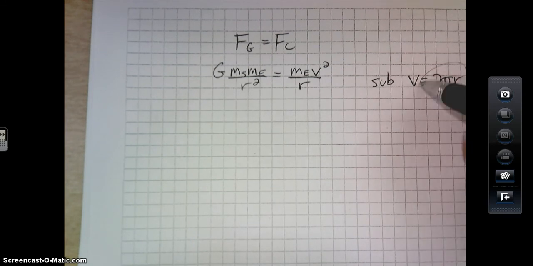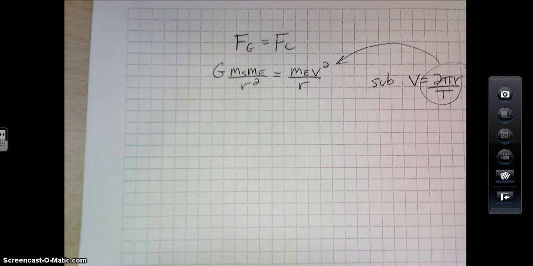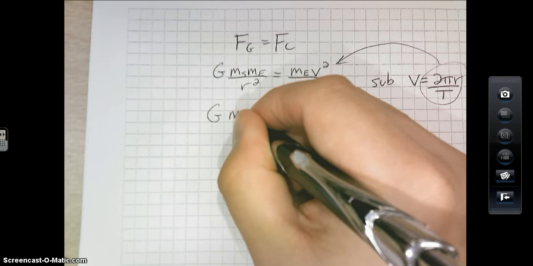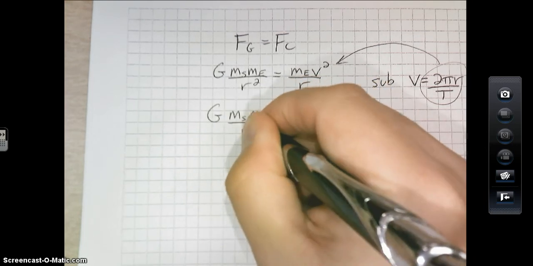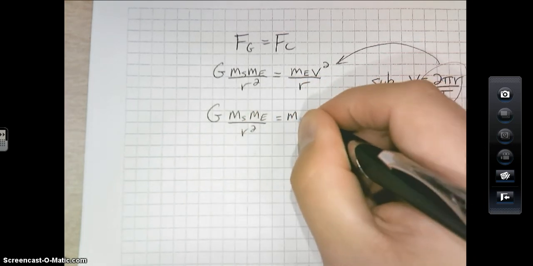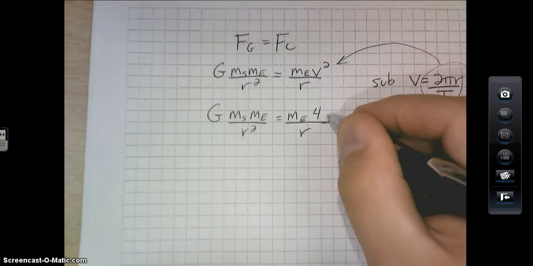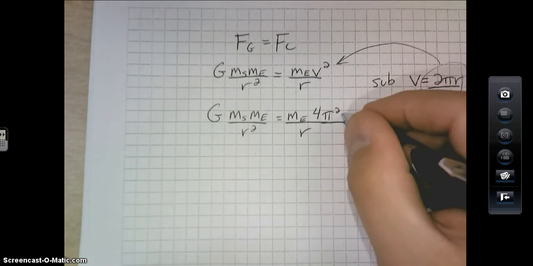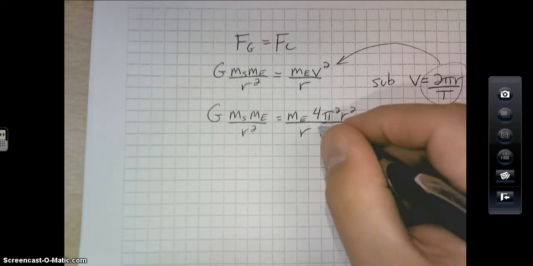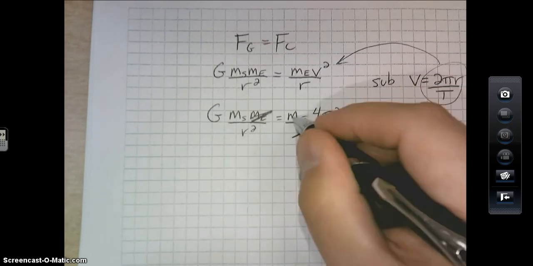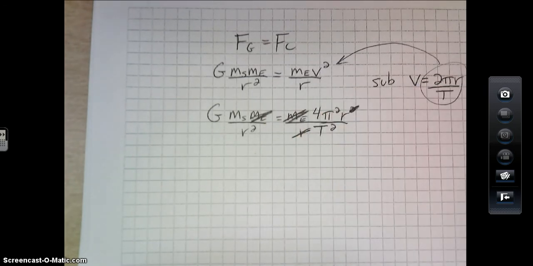So what I'm going to do is substitute this into this equation. Okay, so I would get G M_s M_e over r squared equals M_e. I'll go ahead and put the r on the bottom. So now I've got to square all this stuff. So we get 4 pi squared, radius squared, and T squared. Now this radius and one of those goes away, and I see that the mass of the Earth is on both sides, so that can also go away. And now this really just turns into rearranging.